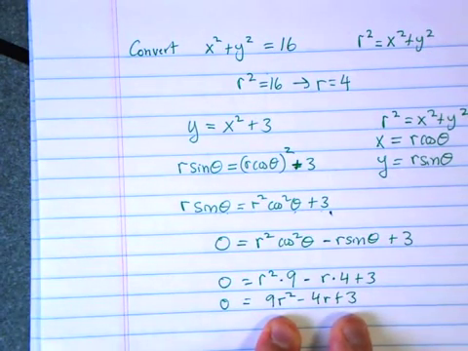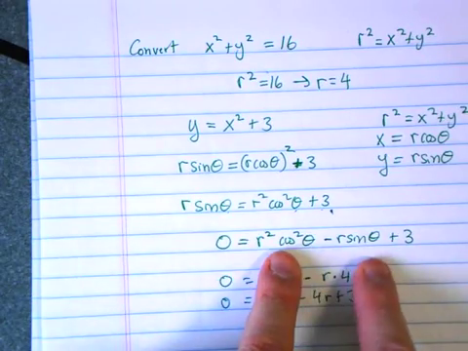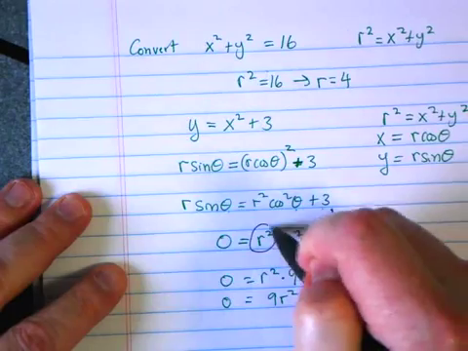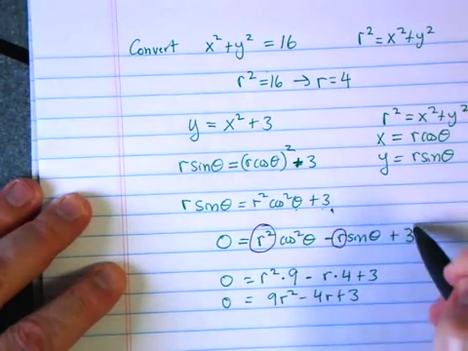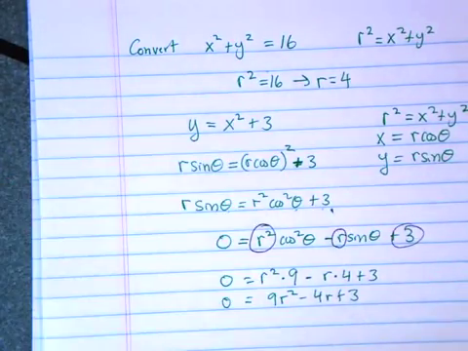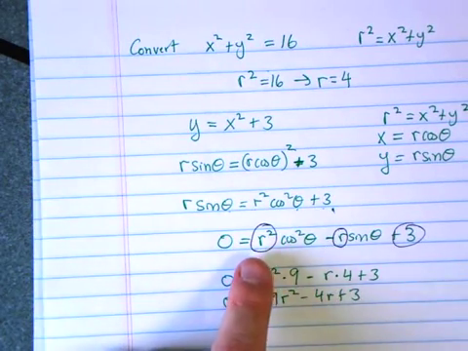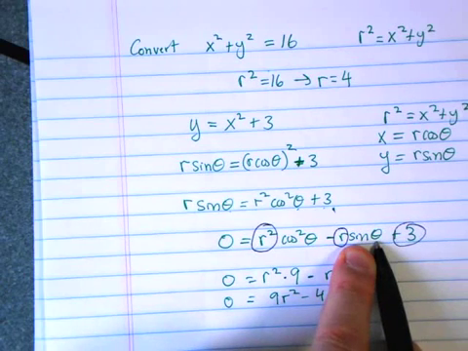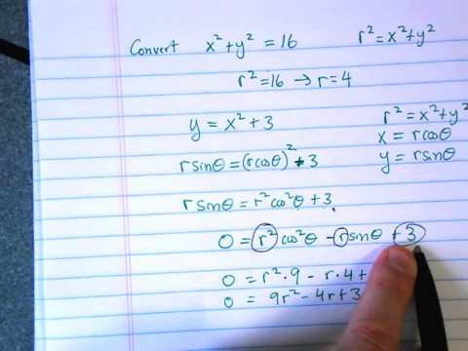Factor. You could try factoring. I don't think this one factors. Use the quadratic formula. This is a quadratic equation. You have r squared, you have r, and then you have a number. You could use the quadratic formula with a being cosine squared, b would be sine, and c would be just the number 3. The quadratic formula would still work.